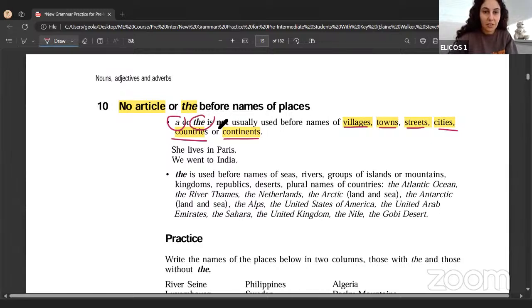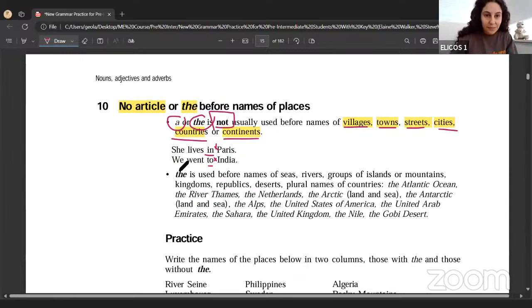Okay, so not. So she lives in Paris. There's no article. Okay, you can see there's no article. This is a preposition and there's no article. We went to India. Again, no article. It's not we went to the India or we went to a India. There's just no article because Paris is a city, India is a country.